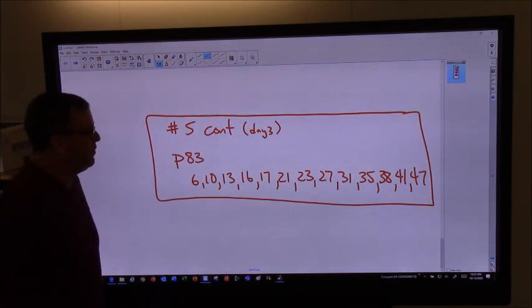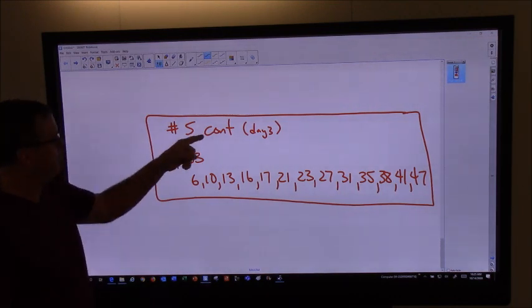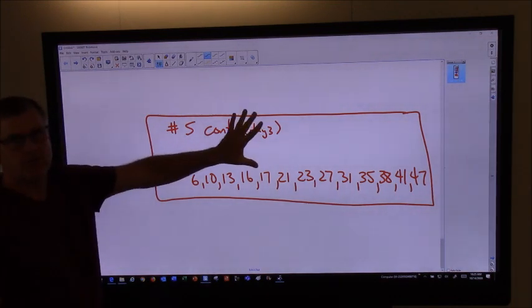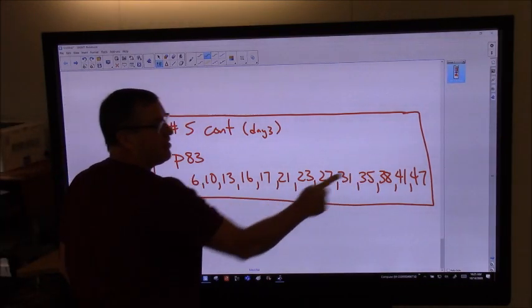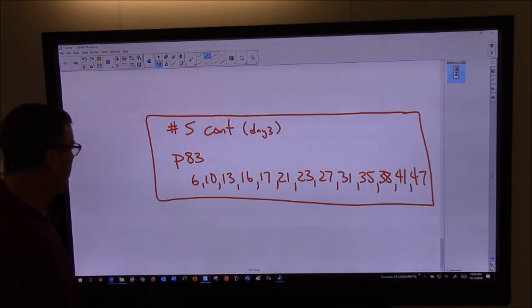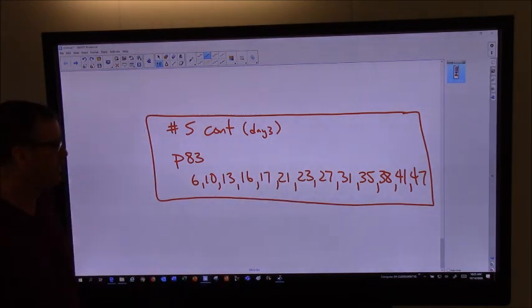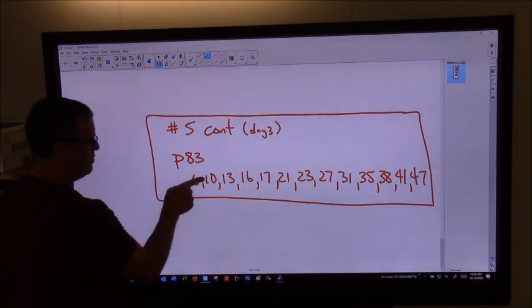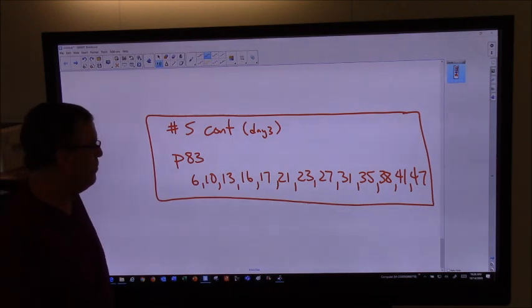All right, so here's our homework for today. We're still week 5, so number 5 continued, day 3, because this is Thursday for us now. We're on page 83. I know you guys are going, oh my gosh, look at all that work. It's not that much. 2, 4, 6, 8, 10, 12, 13 problems. So anyway, we're doing 6, 10, 13, 16, 17, 21, 23, 27, 31, 35, 38, and 41 and 47.